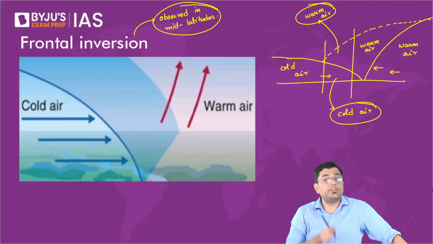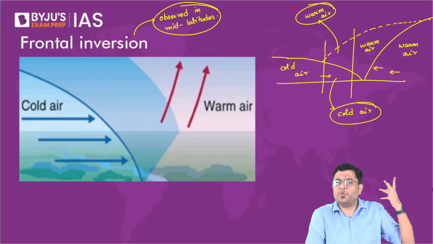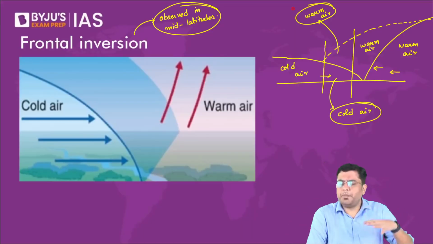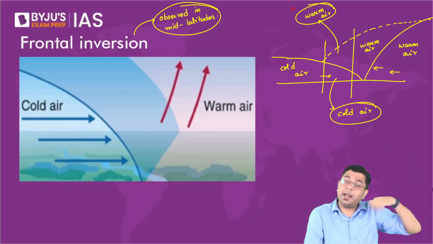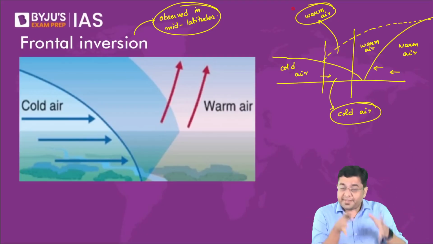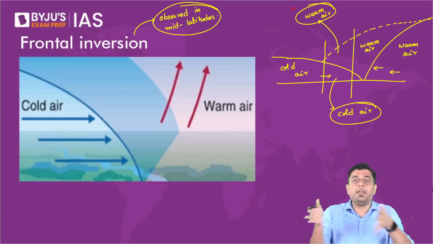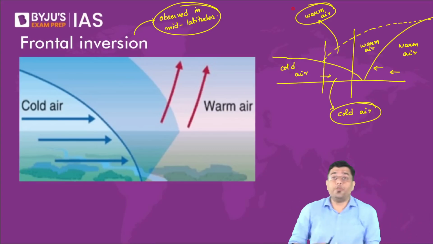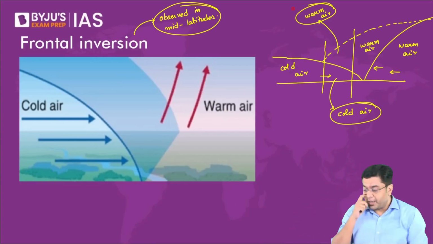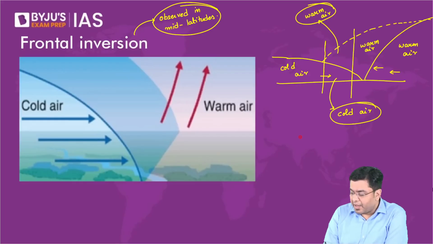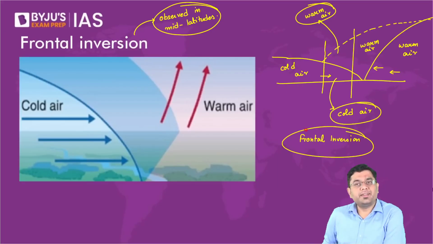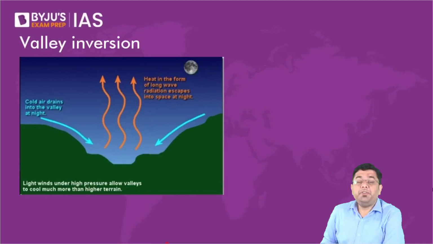But this inversion has not been caused because the surface has cooled down suddenly, or because the air has subsided and there is an adiabatic compression. This inversion has been created because there are different air parcels which are interacting and overriding one another. So, this is what is referred to as a frontal inversion. Then we have what is also referred to as a valley inversion.